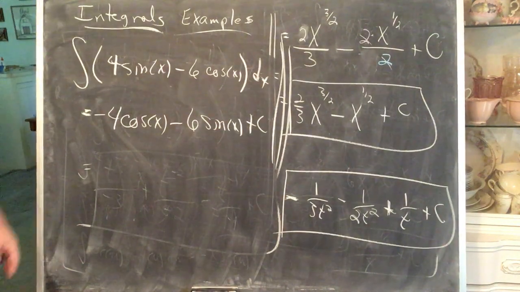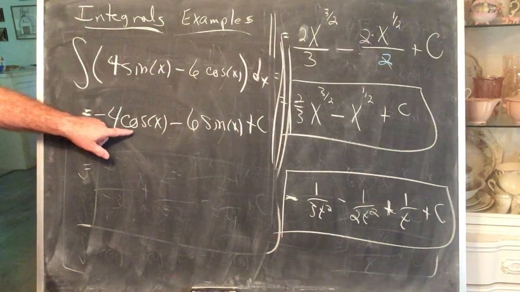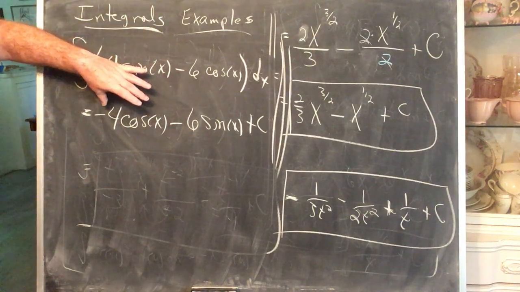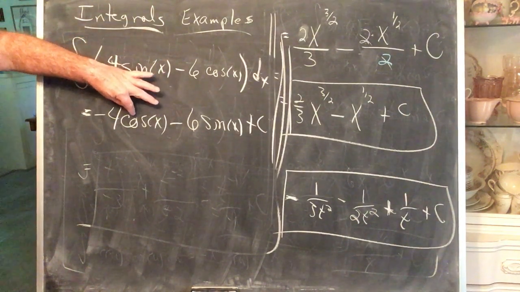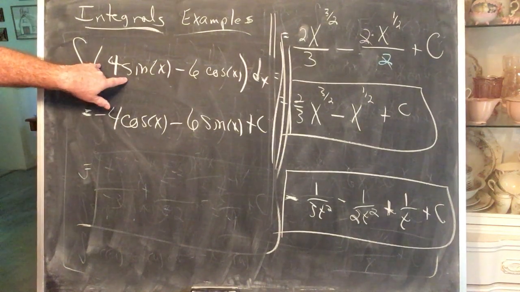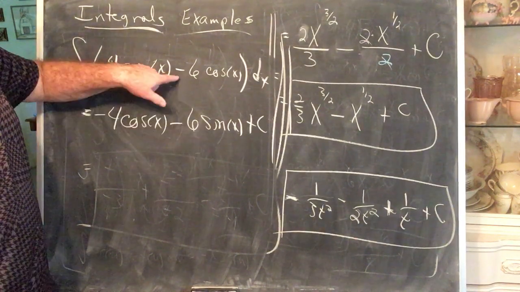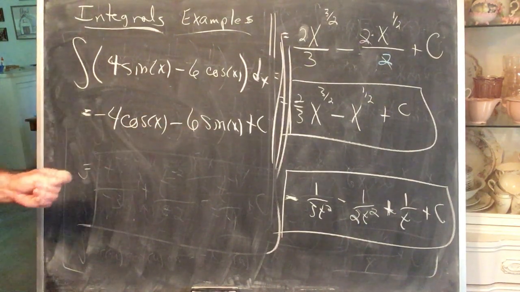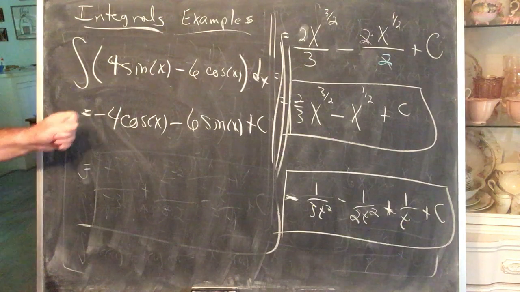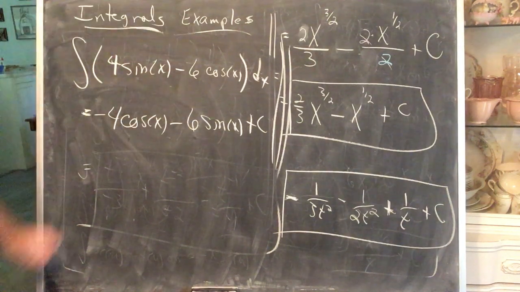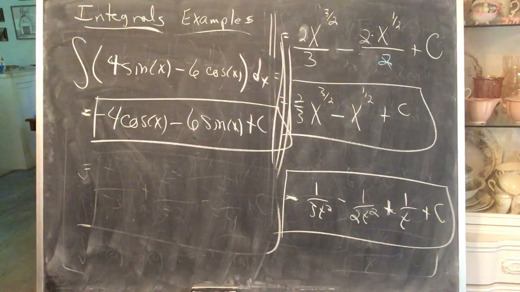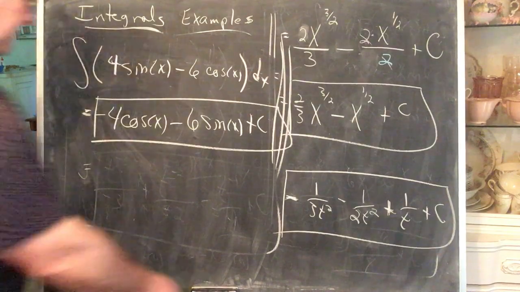If there's any question in your mind, take the derivative. You check the derivative of the answer, it should give you this original question. The derivative of this, derivative of cosine is negative sine, the negatives cancel, there's 4 times sine. The derivative of sine is cosine, there's negative 6 cosine. So you always take the derivative. You can always check an integral. By taking the derivative, you should get back to the original integrand. So that's our antiderivative, and we're out. All right.